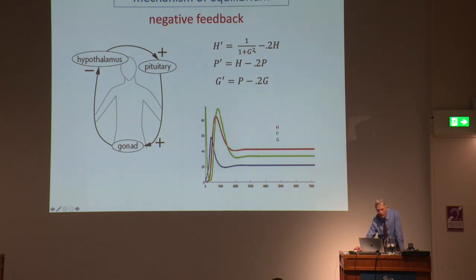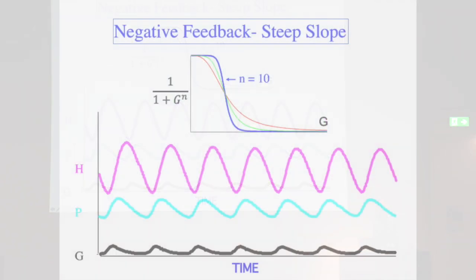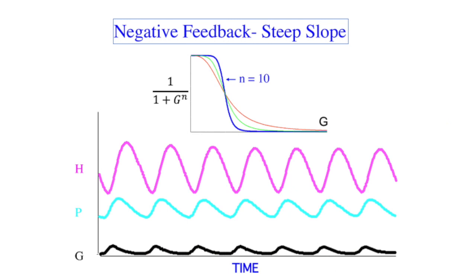What happens when we increase the steepness of that, the harshness of the feedback, or the sensitivity of the hypothalamus? The answer is the system goes into oscillation. So just that same model with n equals 10 instead of 2 gives us stable oscillations in all three quantities.